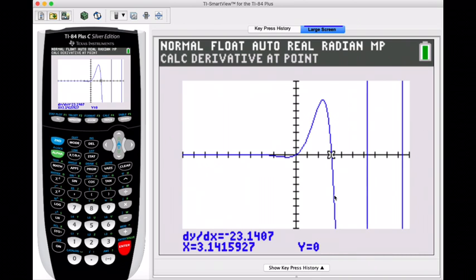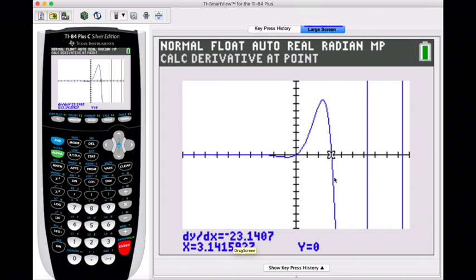I said it was down below earlier. I was thinking cosine in my head. But sine of pi is 0. And then right above it, it says dy dx. There's my derivative is going to equal, and the notation is a little off because it should say the derivative at this point, but that's a little too much for the calculator to fit in there. But it says it's equal to negative 23.1407.